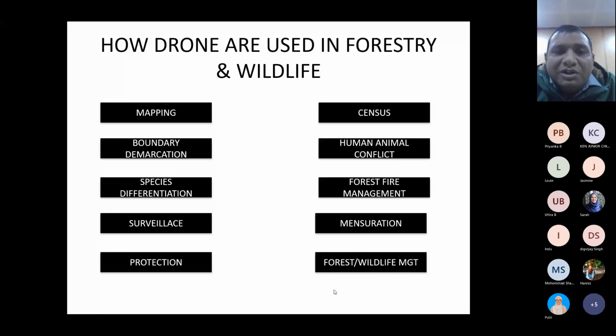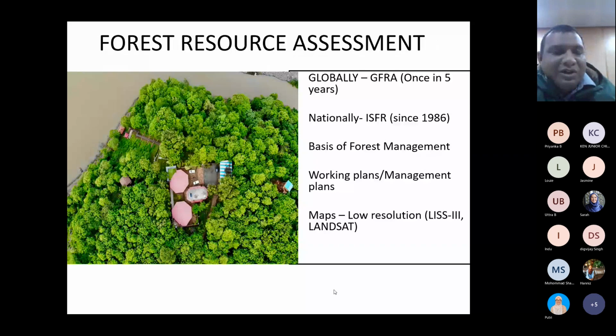So let me go one by one. Because the time is very less, I have put only very few slides. I'll try to explain slowly. So the resource assessment, as I already told you: globally, the GFRA, Global Forest Resource Assessment, is done once in 5 years by the FAO, and in India we do it once in 2 years, as the India State of Forest Report. Since 1986 we have been doing it, and 21 such reports have been released.